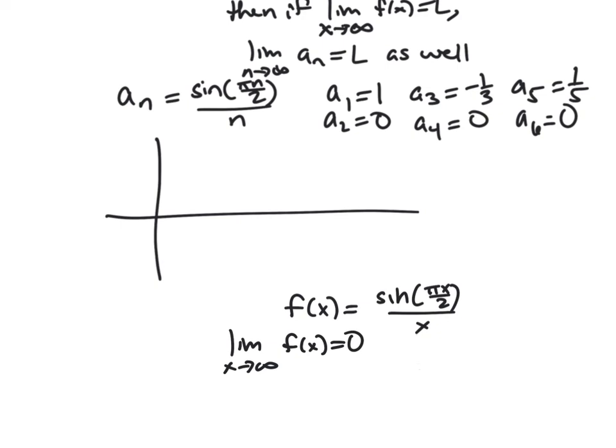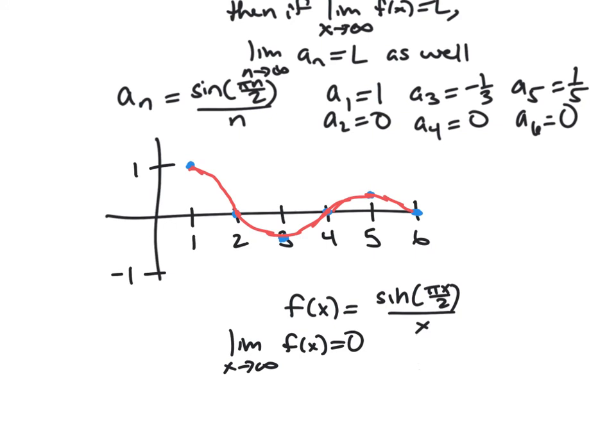And so what's going on graphically here? Our blue points are the points of the sequence, and our red graph is the one that actually is tracking what's going on. It basically looks like the sine curve oscillating, but getting smaller and smaller in amplitude as you go to the right. Basically, if the limit of the red is L, then the limit of the blue is also going to be L.